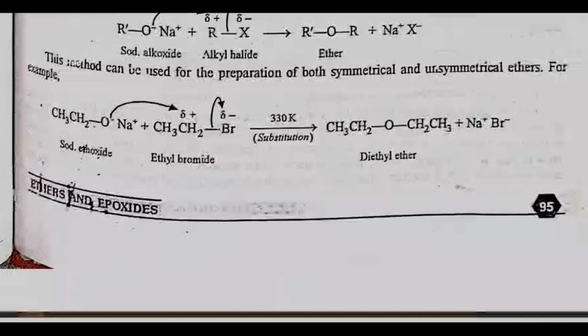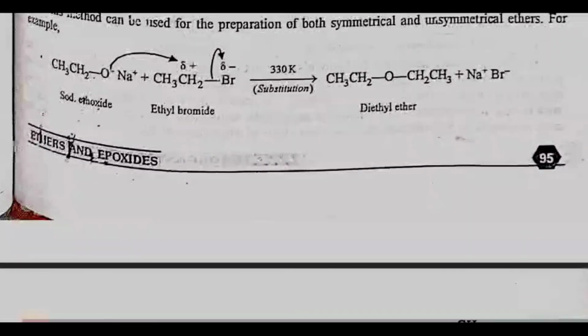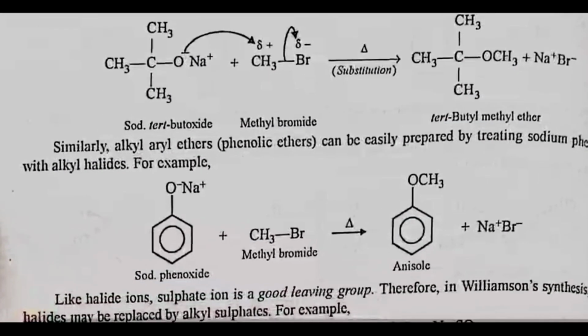This method can be used for the preparation of both symmetrical and unsymmetrical ethers. For example, sodium ethoxide plus ethyl bromide at 330 Kelvin gives diethyl ether. Sodium butoxide plus methyl bromide on heating gives butyl methyl ether.